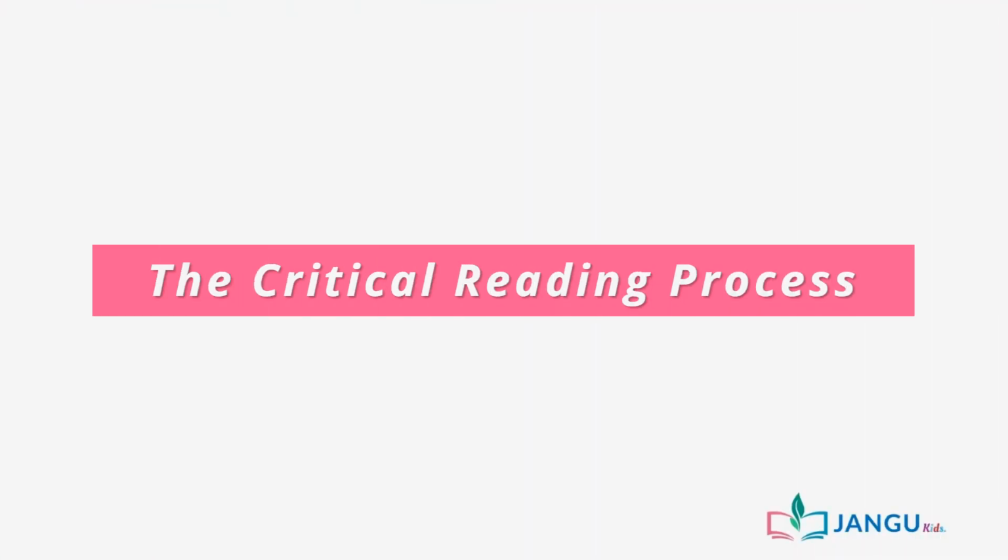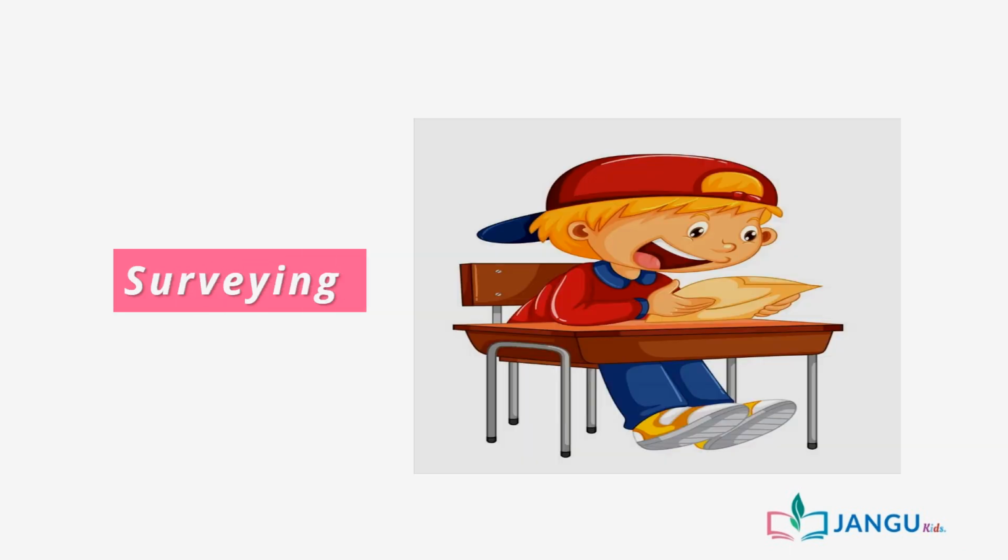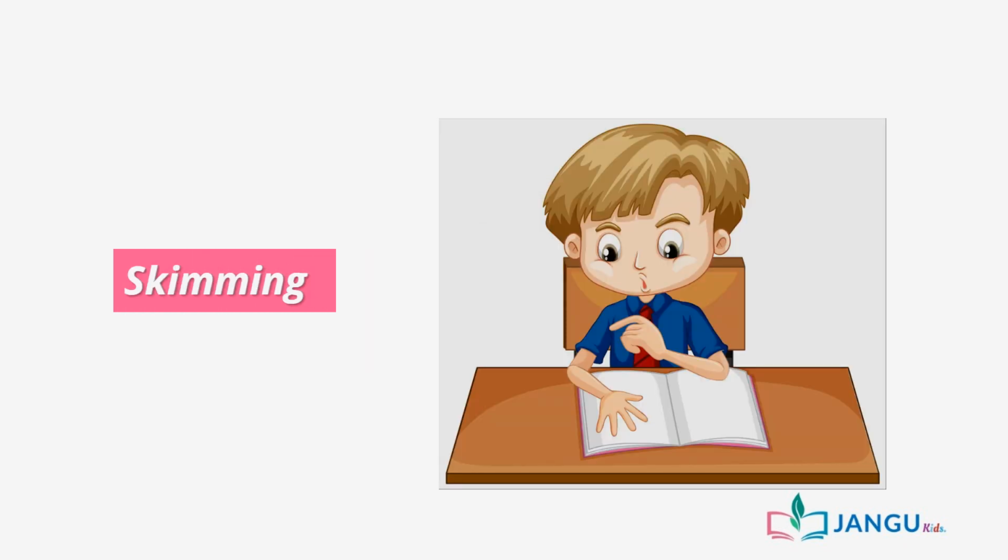The critical reading process starts with surveying. To survey a text means to take a broad look at a text to decide whether it is worth reading more closely or not. Then we have skimming. Skimming is a reading technique meant to look for main or general ideas in a text without going into detailed and exhaustive reading.